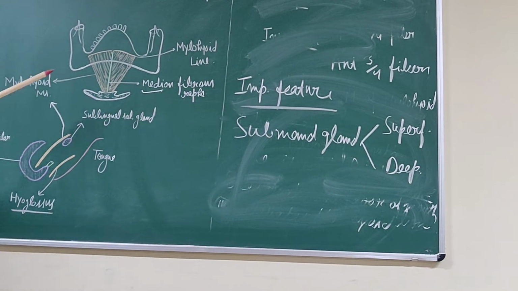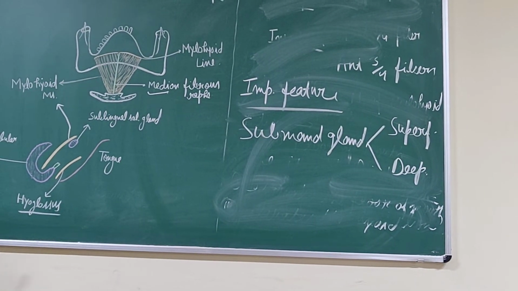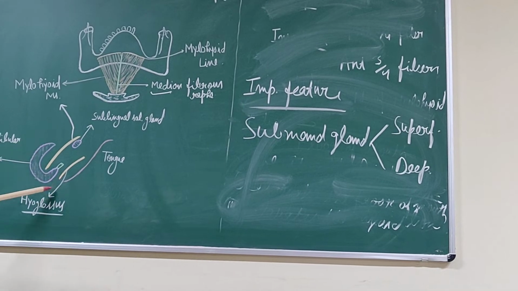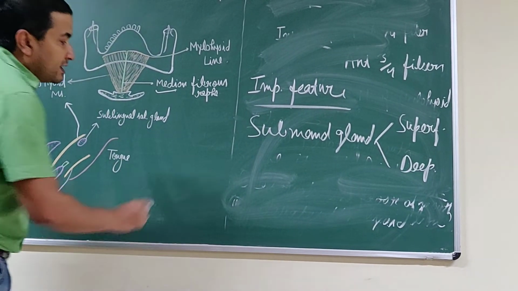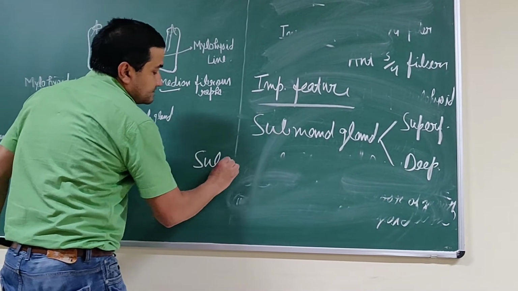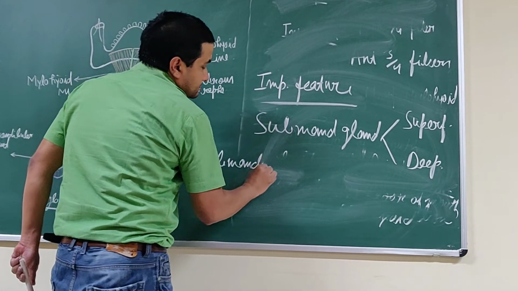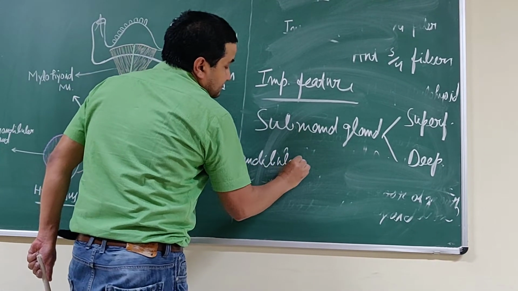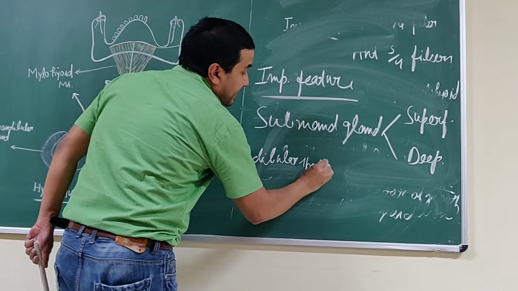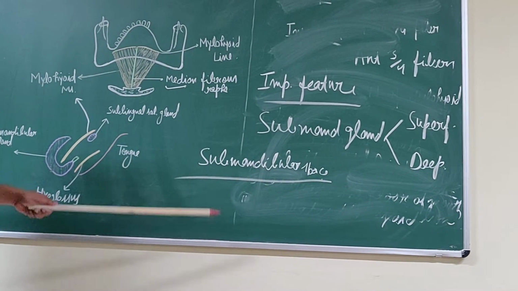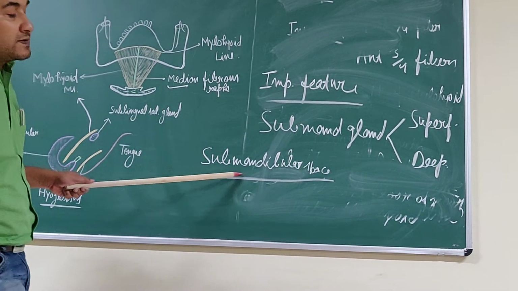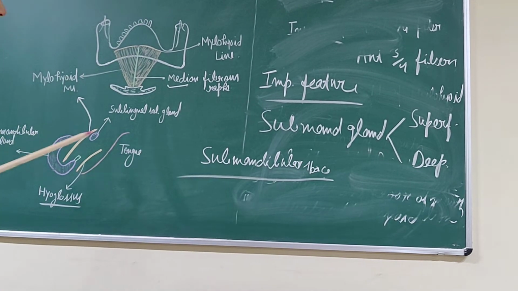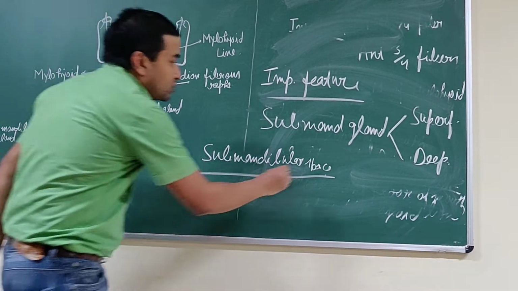Superficial and the deep part by these mylohyoid muscles. These mylohyoid muscles divide the submandibular space, which we have discussed earlier. There is a submandibular space. This space is divided by these mylohyoid muscles into two parts.